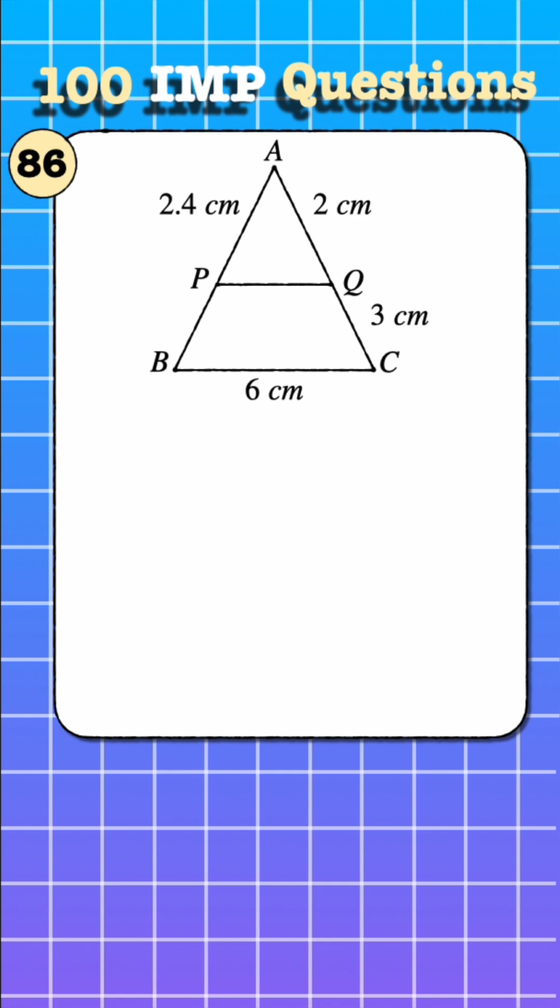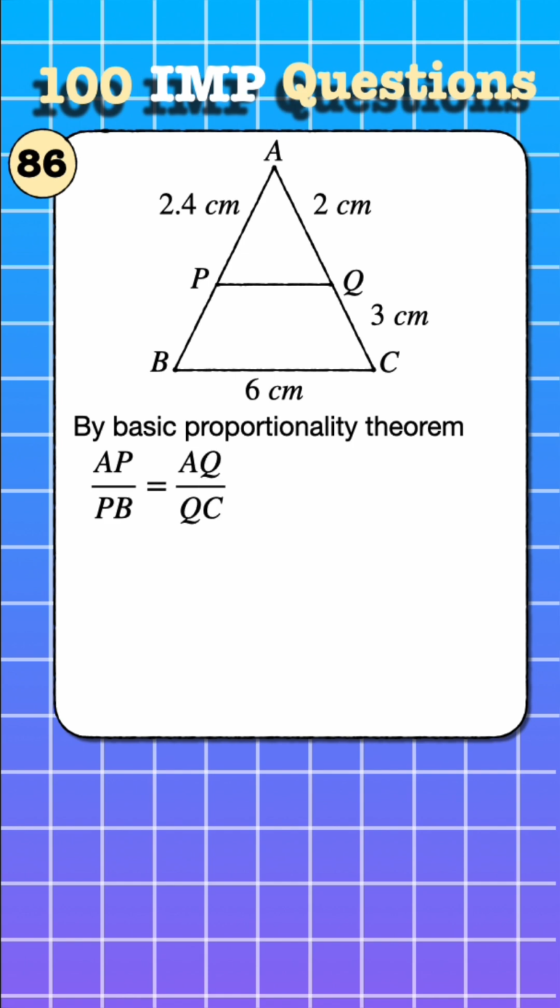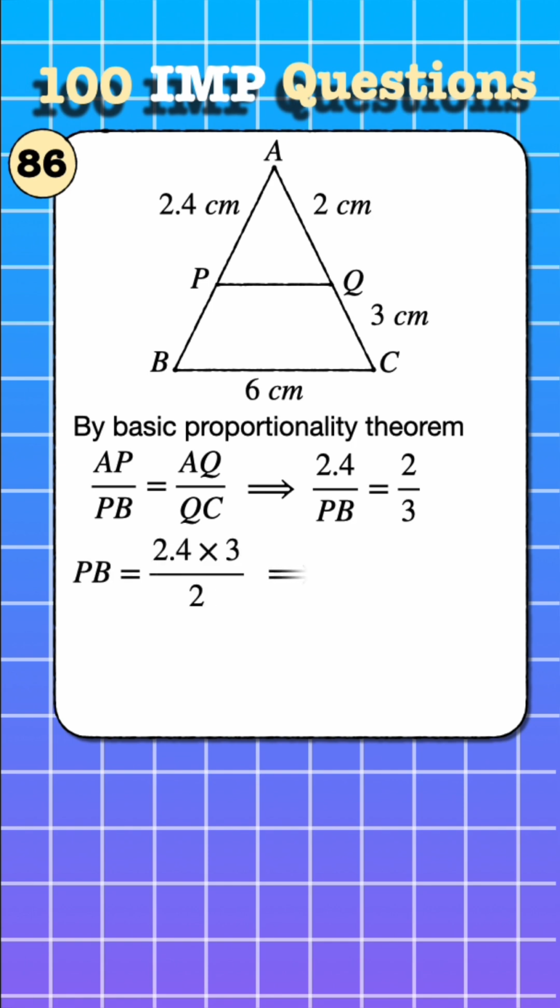Okay, so what is given to you in the question is that PQ is parallel to BC, so we can apply the basic proportionality theorem and we can write AP upon PB is equal to AQ upon QC. Put the values. AP is 2.4, AQ is 2 and QC is 3. So the only unknown is PB. So PB is equal to 2.4 into 3 upon 2, that will give you 3.6 cm.